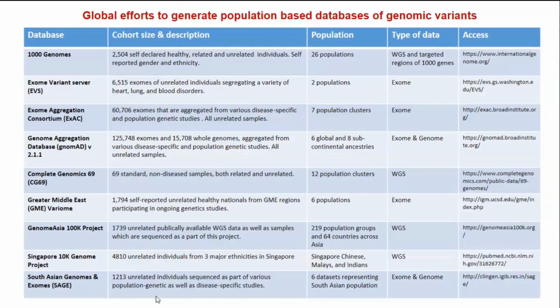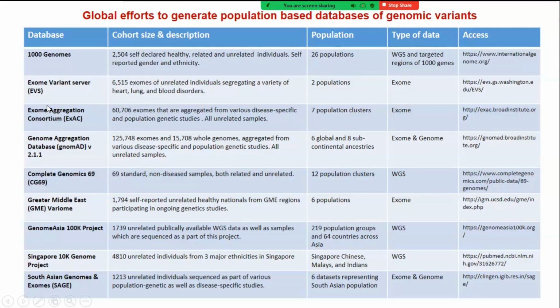so these are the various databases that are available. The first one was the 1000 genomes database. You can see there are 2500 genomes that were done here from different 26 populations throughout the world. Then you had the exome variant server.